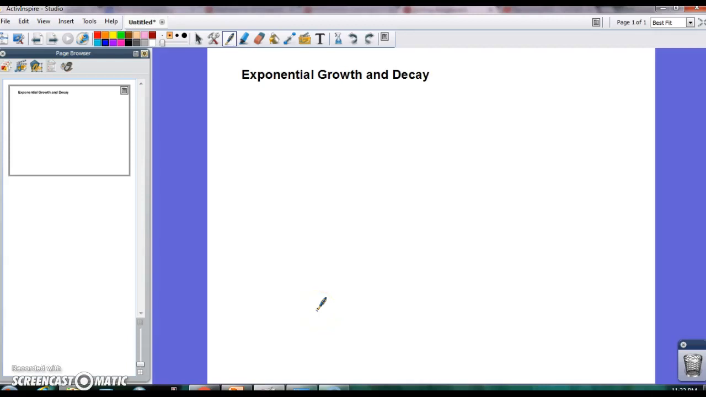We are starting our new unit on exponential and logarithmic functions today. And today we're going to talk about exponential growth and decay. I'm going to give you a quick little overview, but I really want you to go to the online textbook and watch those videos because they're really good. But I'll give you the basics, a little bit of a precursor.